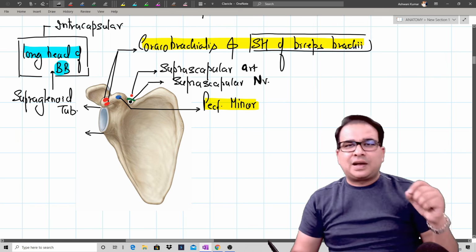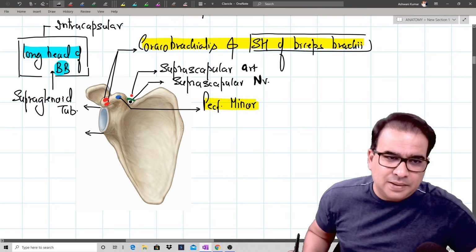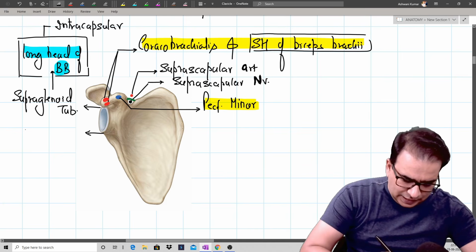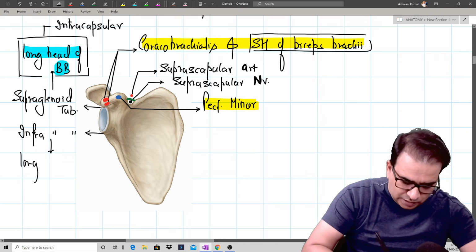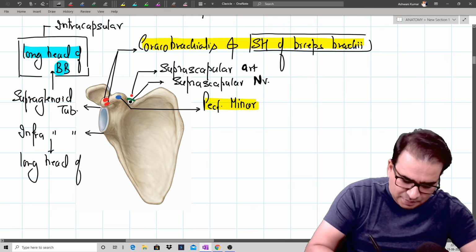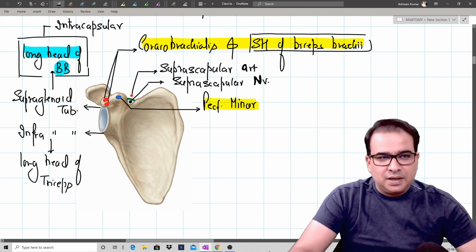There are a few more interesting facts about the long head. We'll be discussing that in a while. Whereas if you look at this infraglenoid tubercle, this infraglenoid tubercle is the origin for the long head. Again, it's the long head, but this time it's the long head of triceps.